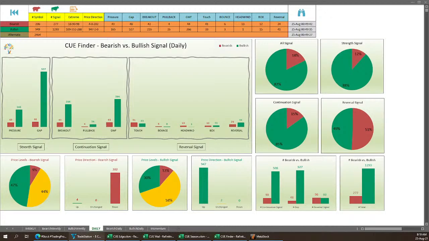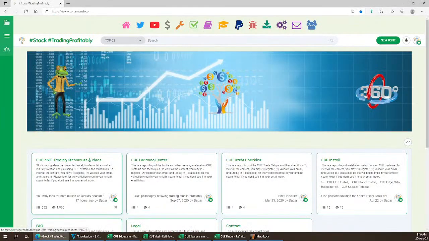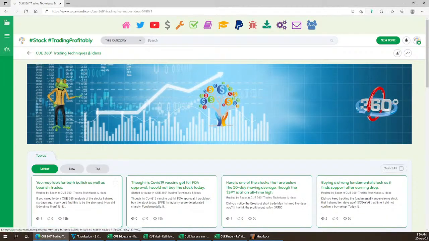Let's look at some of the stocks I shared in the previous webinar. I think the weekend webinar, that would be based on Friday's signal. Let's look at a post that I shared at that time. On my website sagarnandy.com, I regularly share live stock analysis before knowing the result under this category, Q360 degrees trading techniques and ideas. Let's look at one analysis I shared recently.